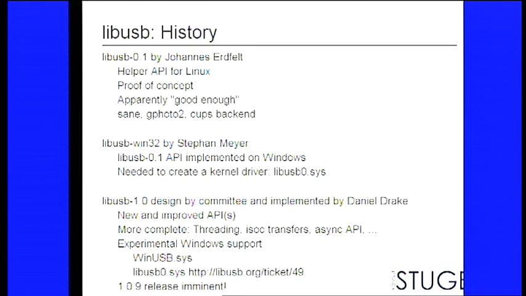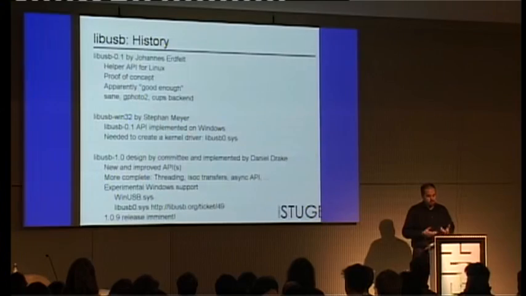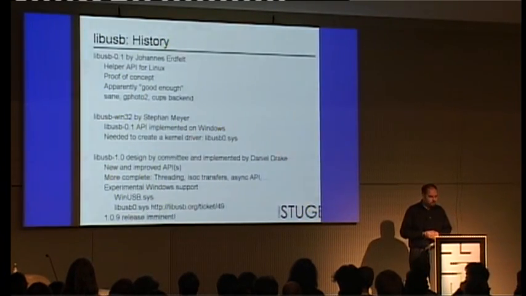And apparently it was good enough because it got used quite widely. Maybe you've used a scanner in Linux or copied photos off your digital camera, sorry, or printed to a USB printer. And chances are that, if you did this a while ago, you would probably be using libusb code. And this was only for Linux, and it got support for Mac OS also after a while.